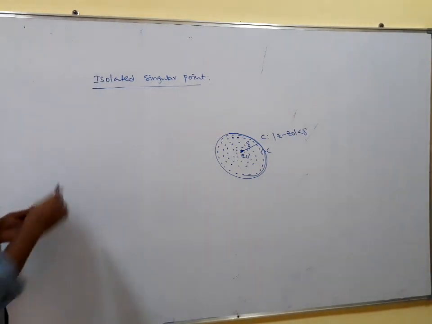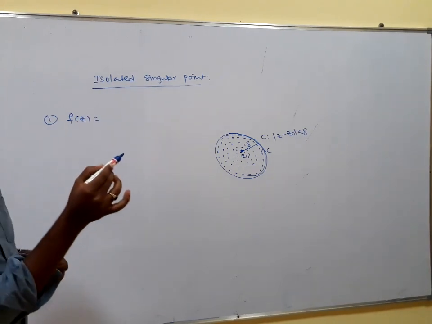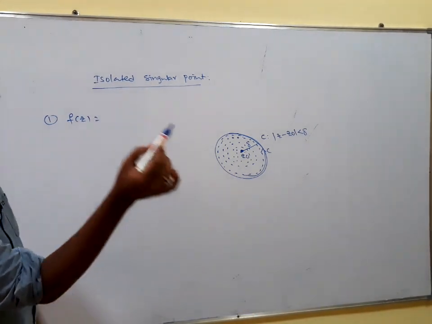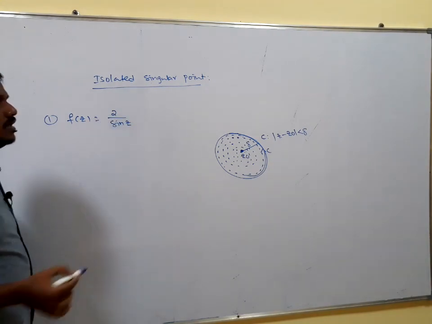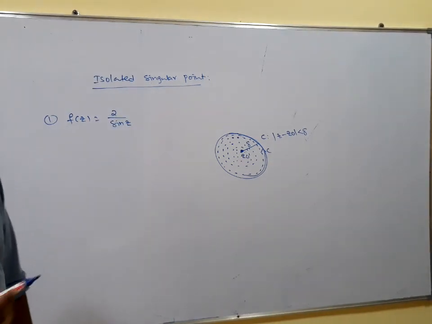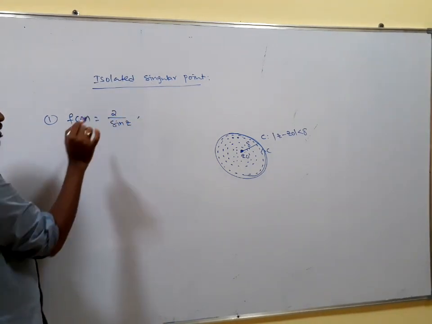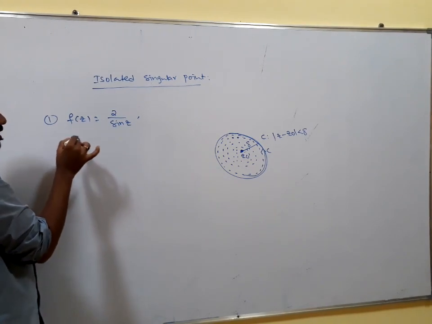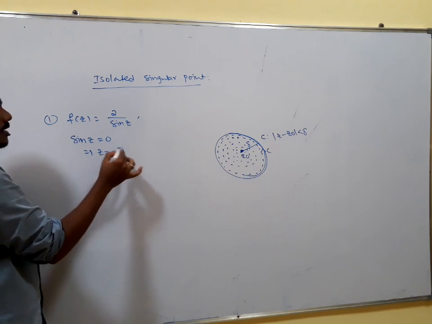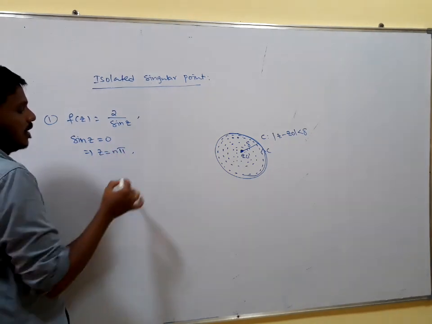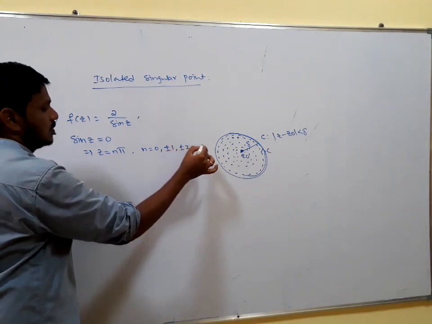Let us take one example here. f(z) = 2 divided by sin z. In this case, it is in the form of p(z) divided by q(z). The singular points are given by sin z = 0. That implies z = nπ, where n = 0, ±1, ±2, and so on.